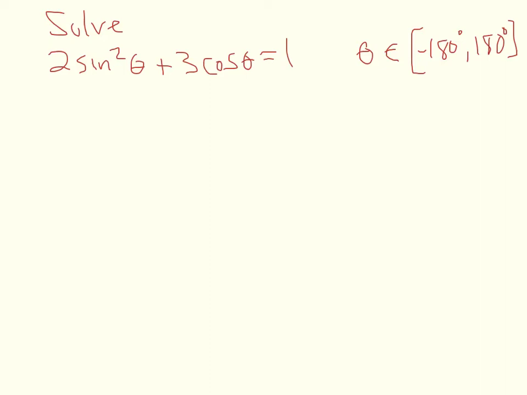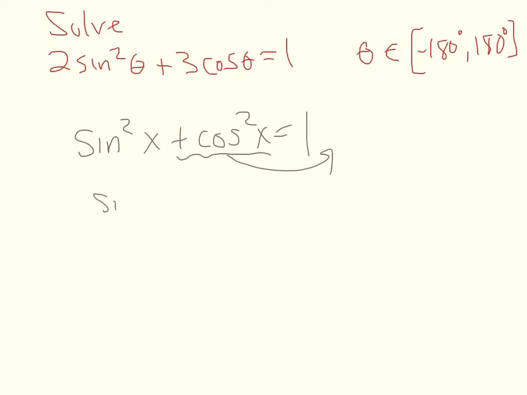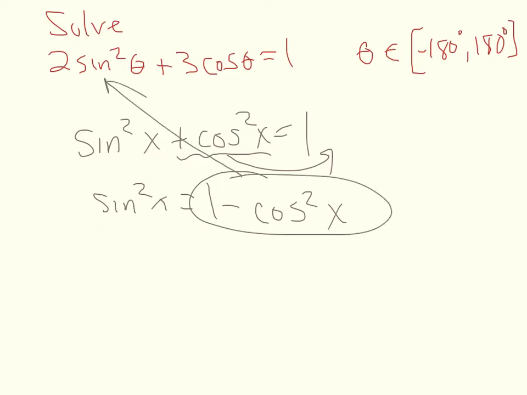Because remember, sine squared plus cosine squared equals 1. And if I do a little bit of rearranging, I can take that cosine squared, move it to the other side, so sine squared is alone. So sine squared x is the same thing as 1 minus cosine squared x. And I can then take that and substitute it. So let's look at the implication that has.